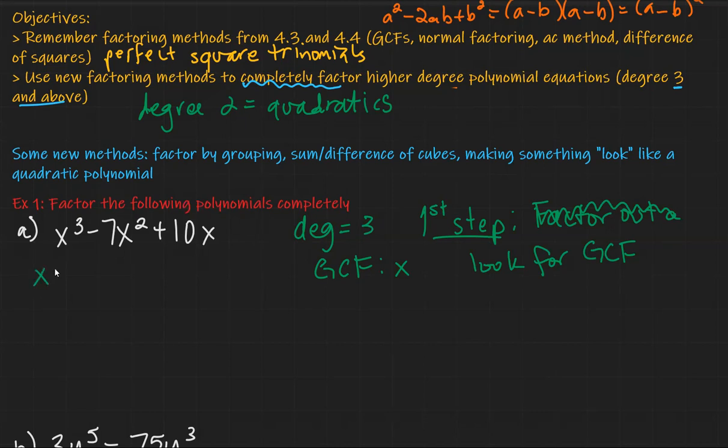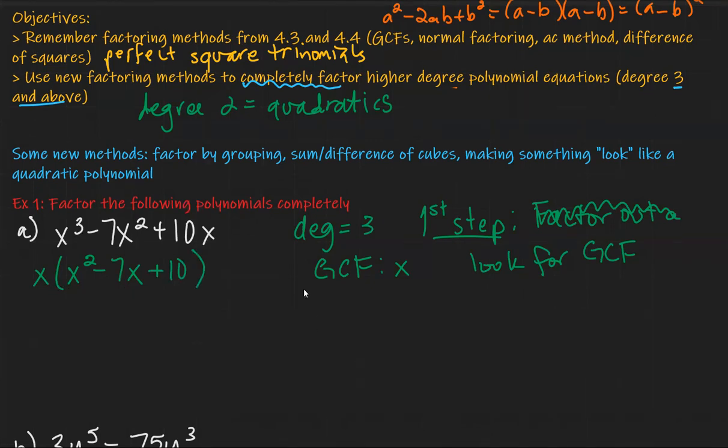So we factor that out. What are we left with? Divide everything by x. x cubed divided by x is x squared, minus 7. x squared divided by x is x, plus 10. x divided by x is 1, so just 10.